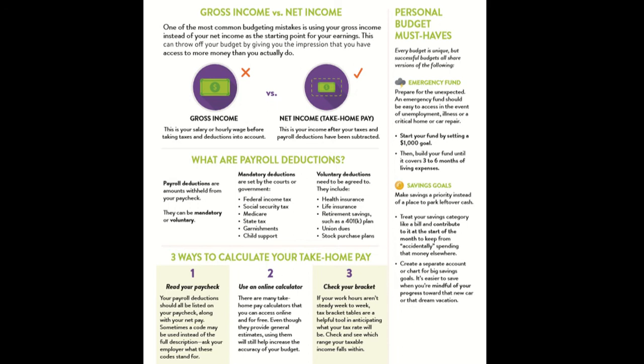So on the right side here, a couple of personal budget must-haves. An emergency fund. Prepare for the unexpected. An emergency fund should be easy to access in the event of unemployment, illness, or a critical home or car repair. Start your fund by setting a $1,000 goal, then build your fund until it covers 3 to 6 months of living expenses. And then a savings goal is another must-have for your budget. Make savings a priority instead of a place to park leftover cash.